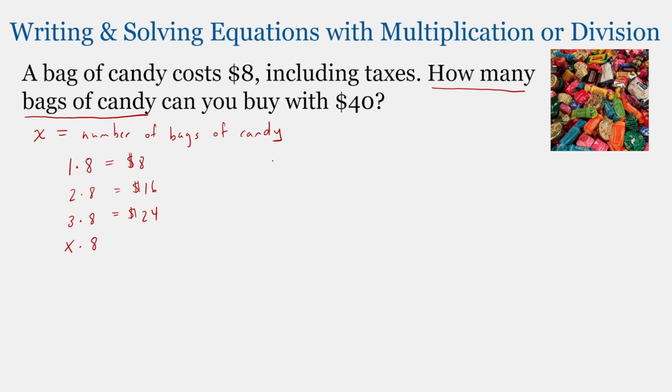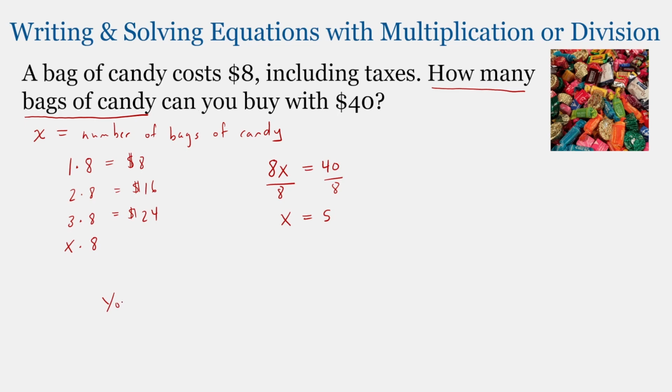So we can write the equation 8x, x times $8, and set it equal to $40. And there is an equation that we could use to solve this problem. So now let's solve this equation. We'll divide both sides by 8 to isolate our unknown variable x. That's going to give us x equal to 5.